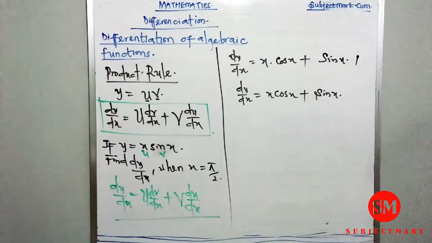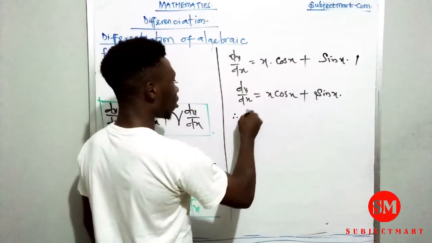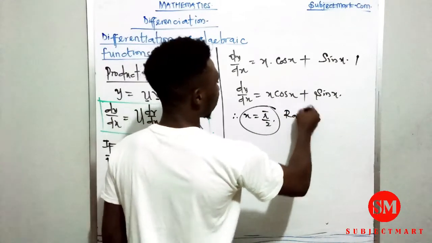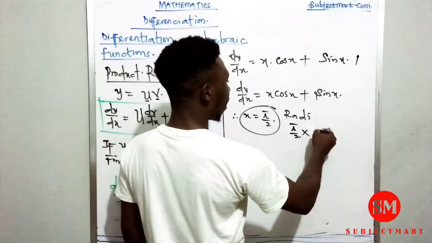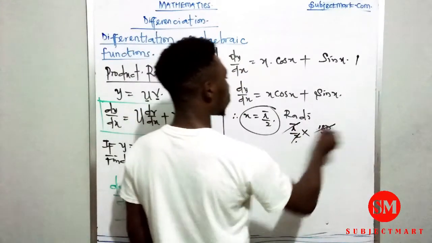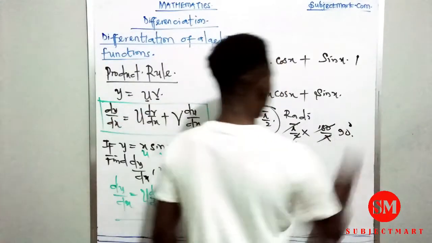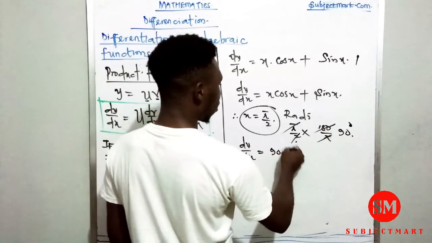But now we're not going to stop here, because the question says find your dy/dx when x is equal to pi over 2. Therefore, if x is equal to pi over 2, this pi over 2 is in radians, and you can convert from radians to degrees. That is pi over 2 multiplied by 180 over pi, such that pi cancels pi, 2 into 180 gives 90. So your pi over 2 is equal to 90 degrees.